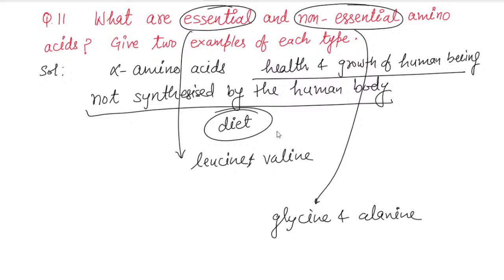Simple: those which are synthesized by our body are non-essential because they are not required from outside, from the diet, since they are synthesized by our body. But essential means those which are not synthesized by our body.